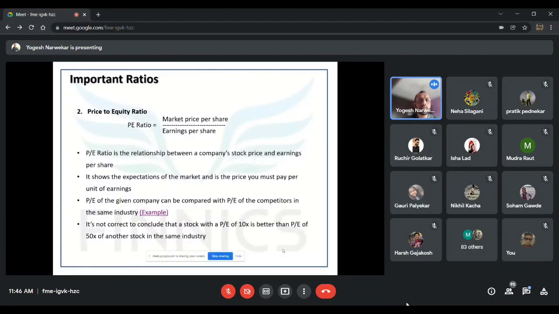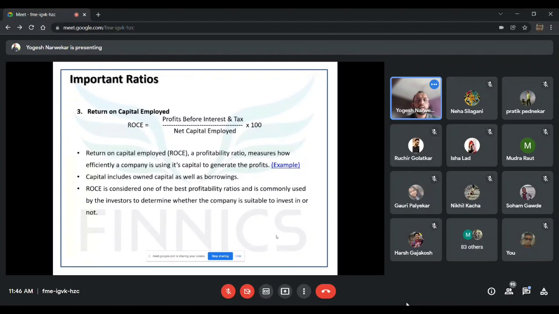So from here, we will go to the third ratio, that is return on capital employed. So what is return on capital employed? As the name suggests, it is the profit that we earn before interest and tax divided by the net capital employed. So when we say net capital employed, that capital includes the own capital of the owners or promoters as well as the borrowed capital. What is borrowed capital? That is nothing but the debt raised from the markets.